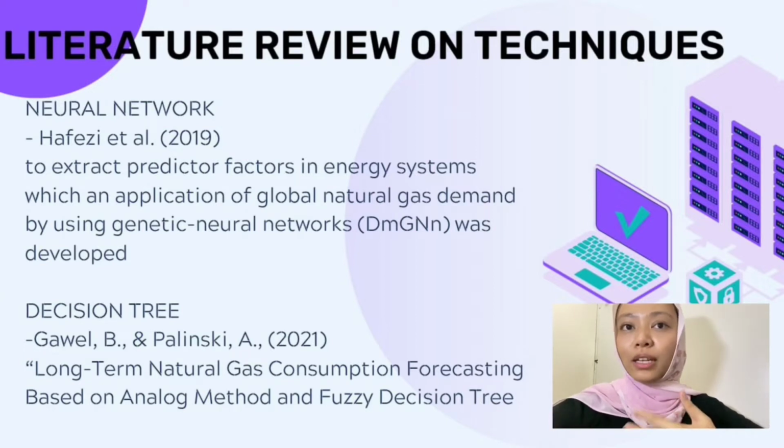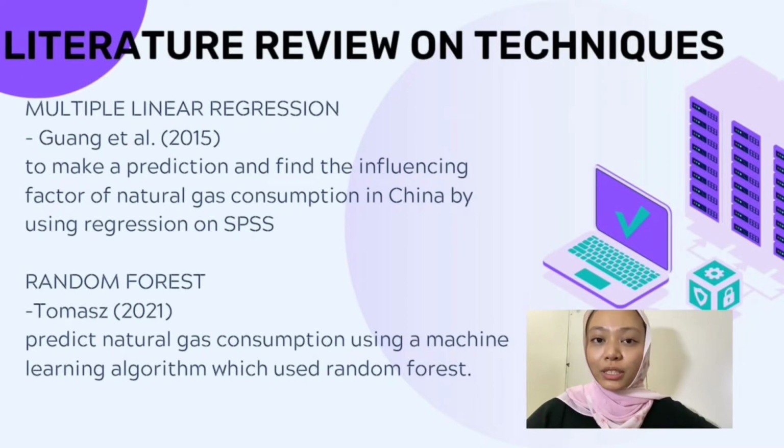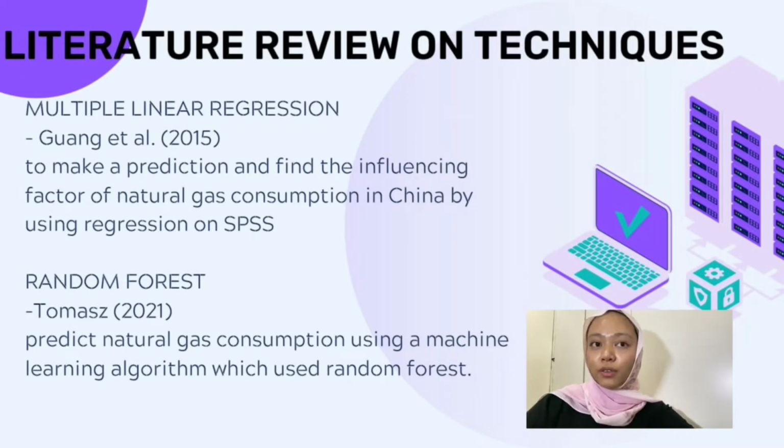This is the energy intensity, where the energy consumption per dollar of GDP and gas percentage in the energy mix in some nations is considered. Next is the multiple linear regression. A study made by Guang in 2015 was to make predictions and find the influencing factors of natural gas consumption in China by using regression on SPSS. In the study, they use the multiple linear regression technique to know the relationship of one dependent variable with 6 other independent variables. Last but not least is the random forest technique.